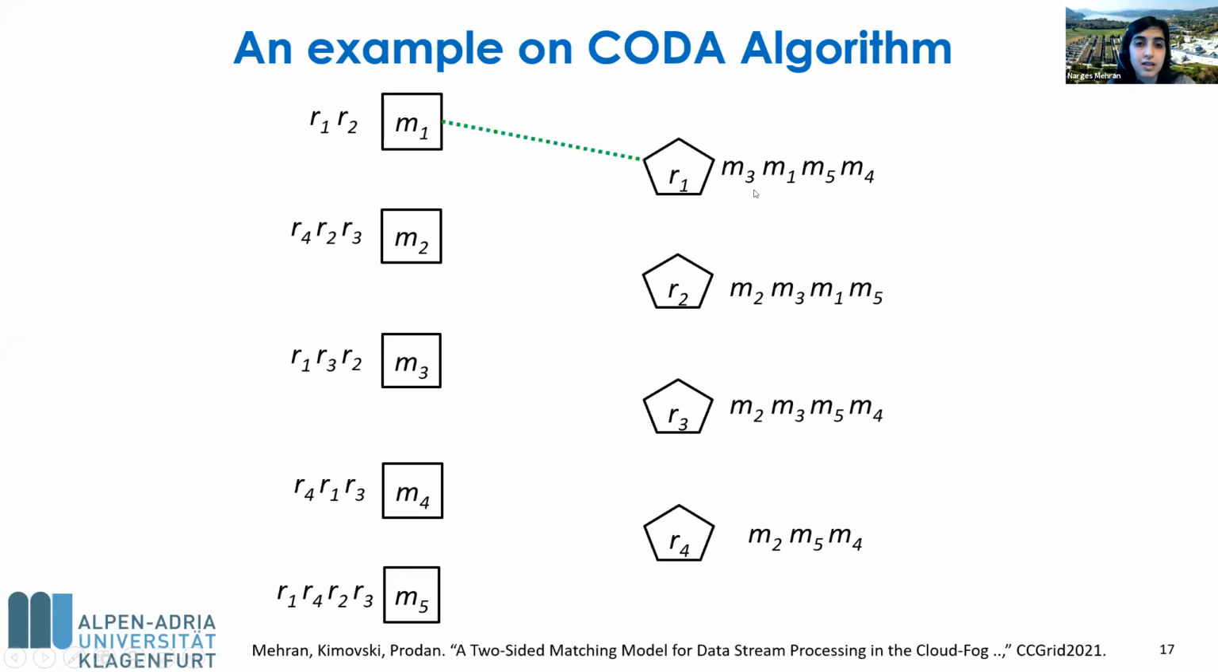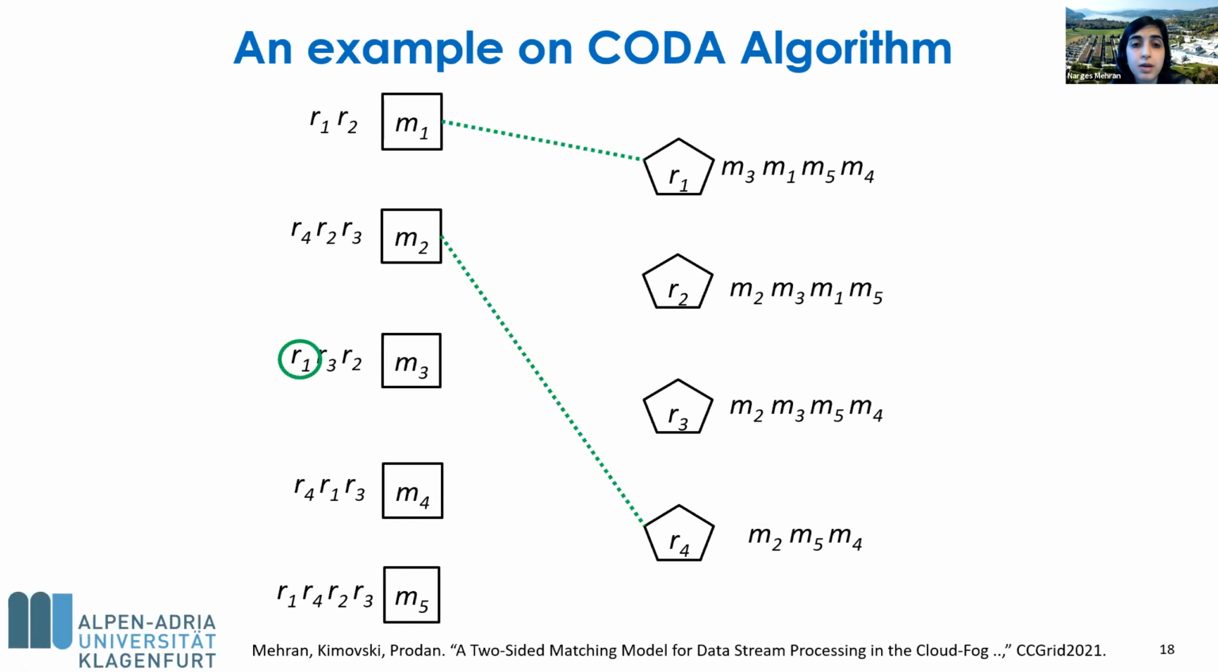In the second step, M2 also looks into its preference list and sees that R4 is in the highest rank. R4 also previously had ranked M2 in its preference list. So these two players also will be tentatively matched to each other.